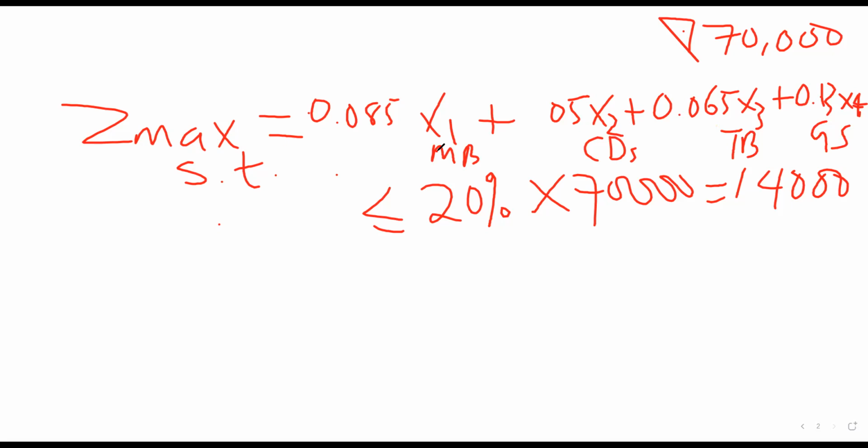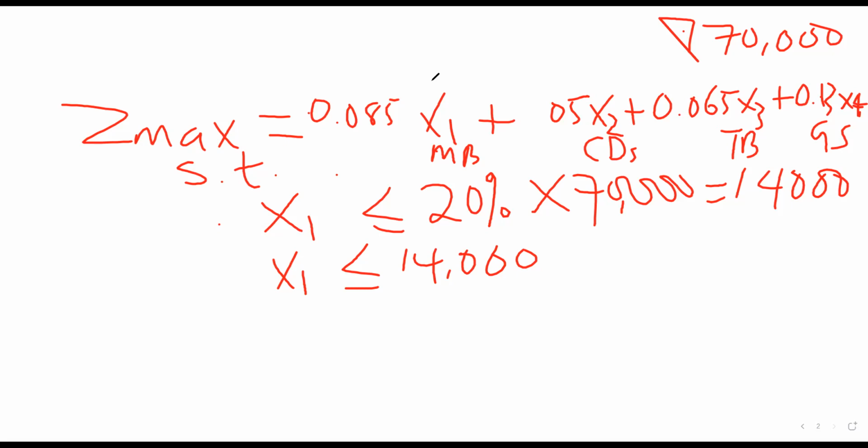So we are told that no more than 20% should be in municipal bonds. So municipal bonds, which is X1 here, should be less than or equal to 14,000, which is 20% of the 70,000. So the first formulation is X1 is less than or equal to 14,000. That is the first constraint. You have to take it one by one. If you are not clear, you indicate that element. Now let's go to the next constraint.